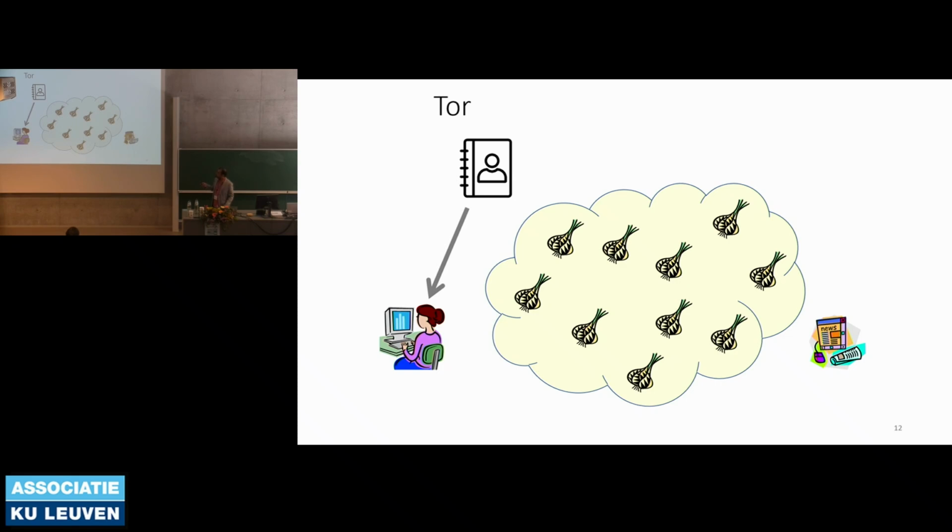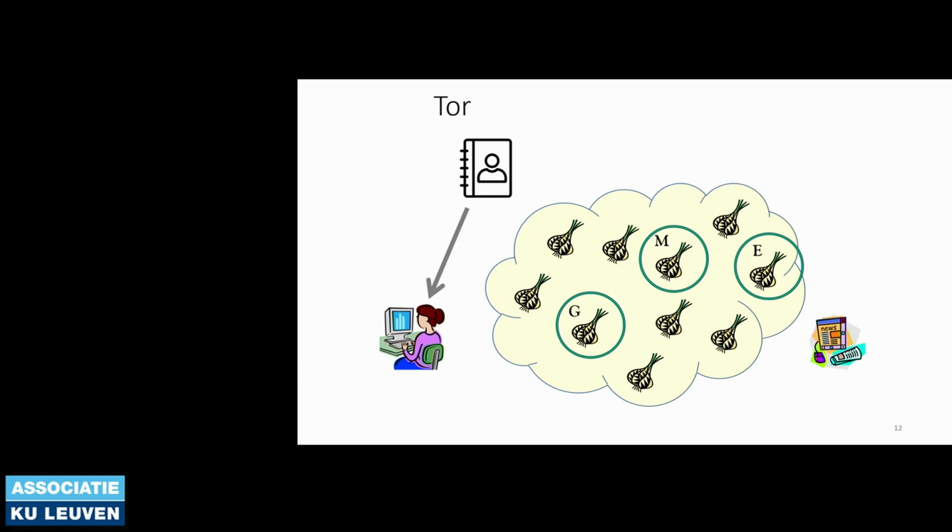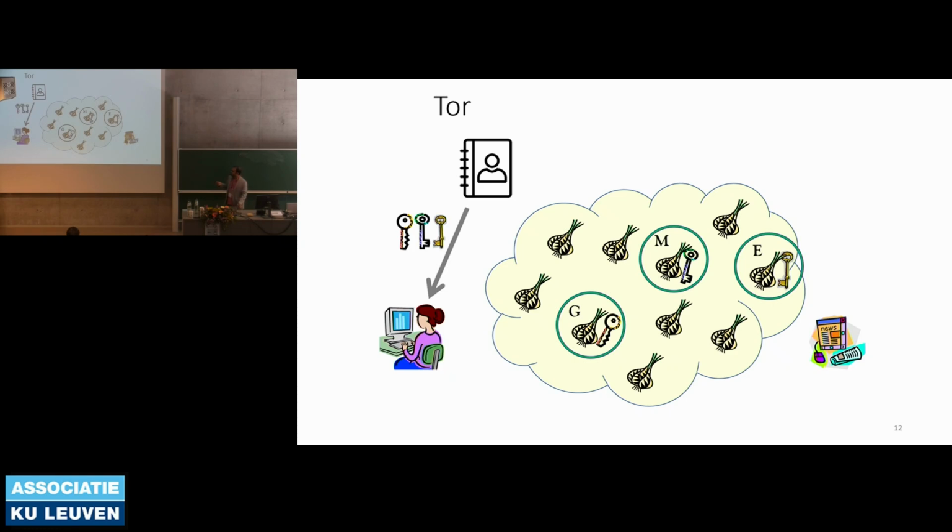So what should Alice do? Alice should choose 3 onion routers or more. 3 is the default setting. Alice should choose 3 onion routers on the path instead of sending the packet directly to the news website. We call them a gateway, middle node, and an exit node. And then Alice should have keys established with the gateway, middle node, and exit node. I'll explain in a bit how Alice establishes the keys. And then Alice sends an encrypted packet to the gateway.